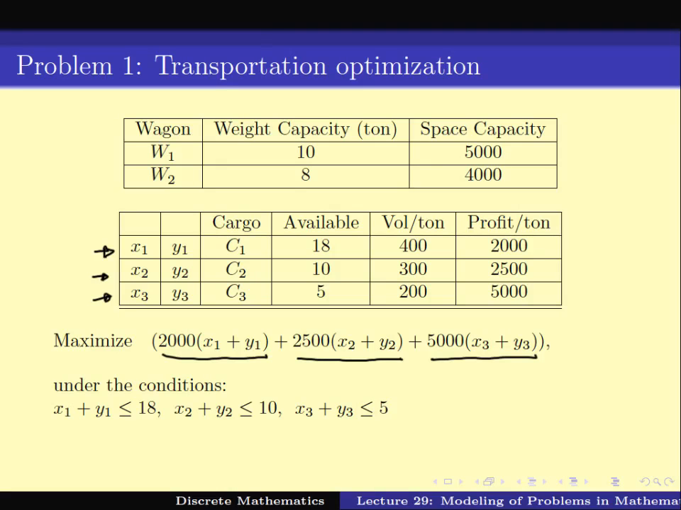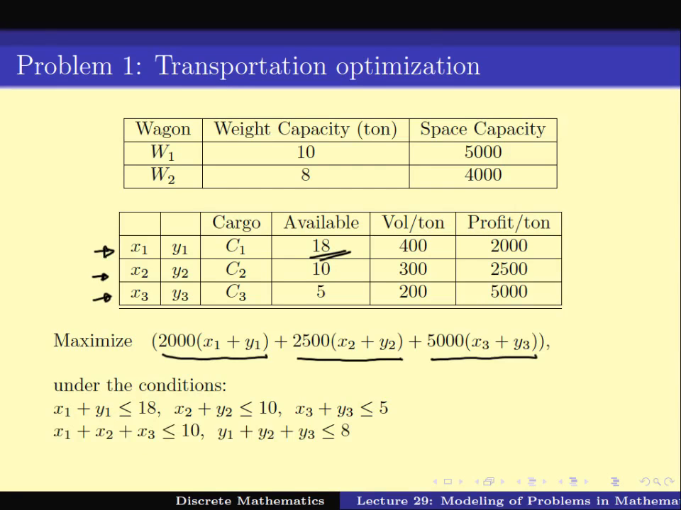Let's look at it. There are the weight conditions. The weight conditions are that in cargo 1, only 18 tons are available. So x1 plus y1 is less than or equal to 18. Similarly, only 10 tons are available for cargo 2, so x2 plus y2 is less than or equal to 10, and similarly x3 plus y3 is less than or equal to 5. So this is one of the conditions.